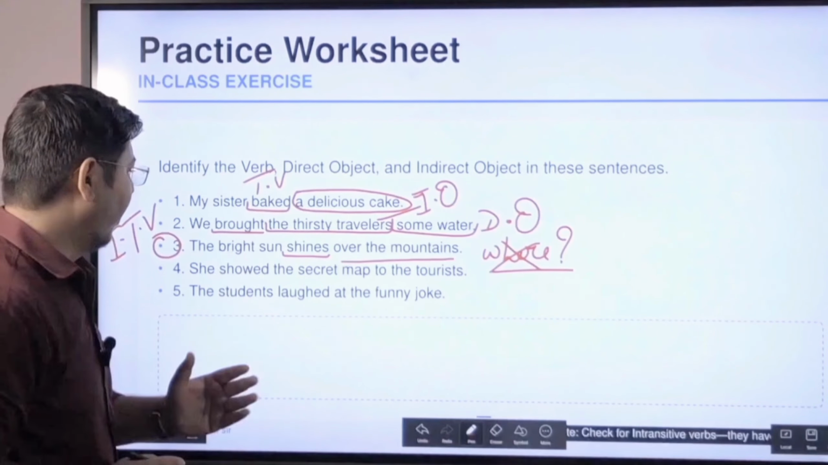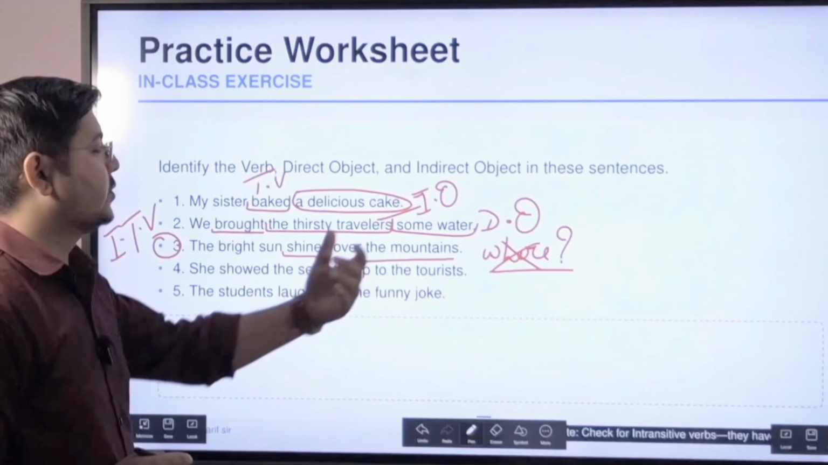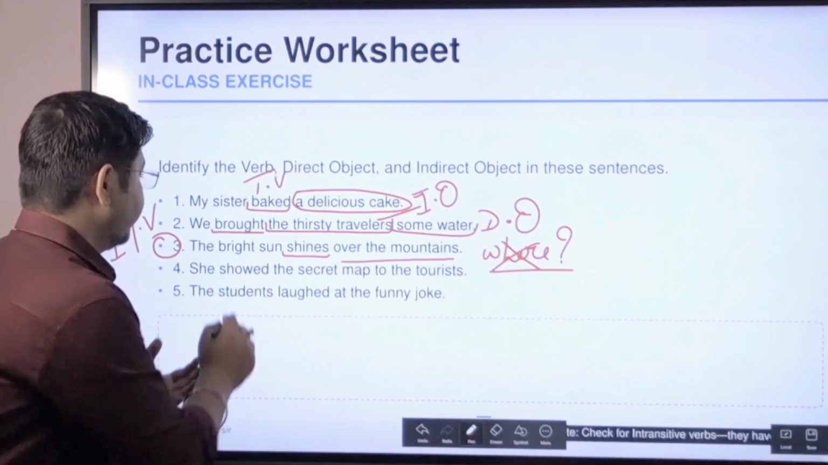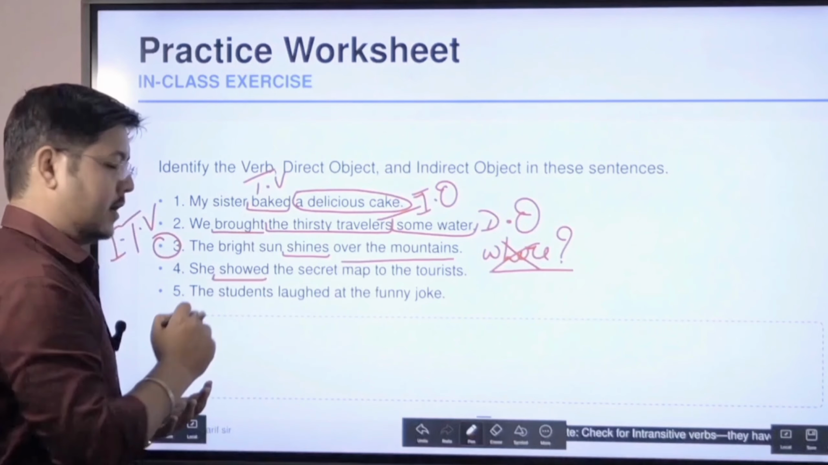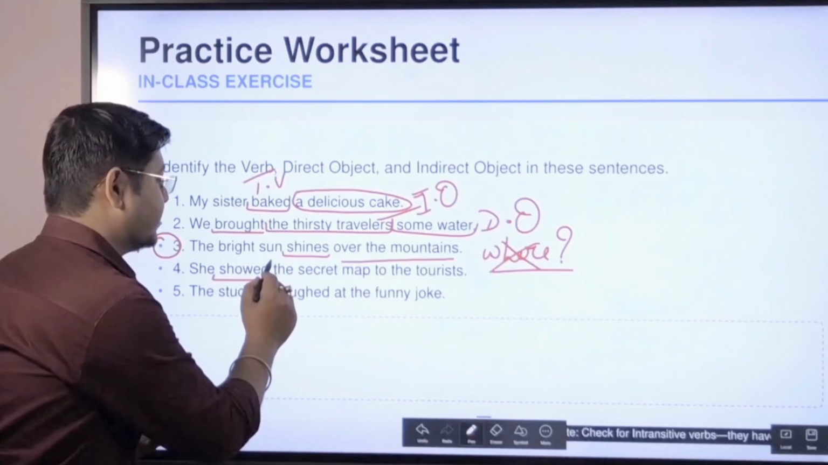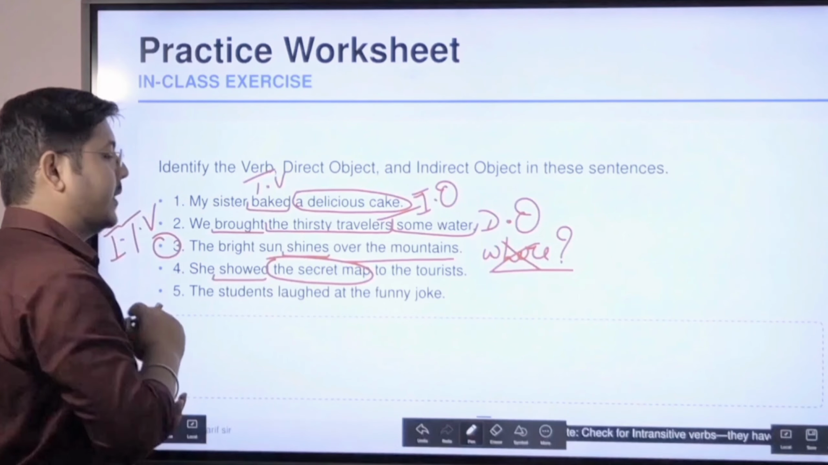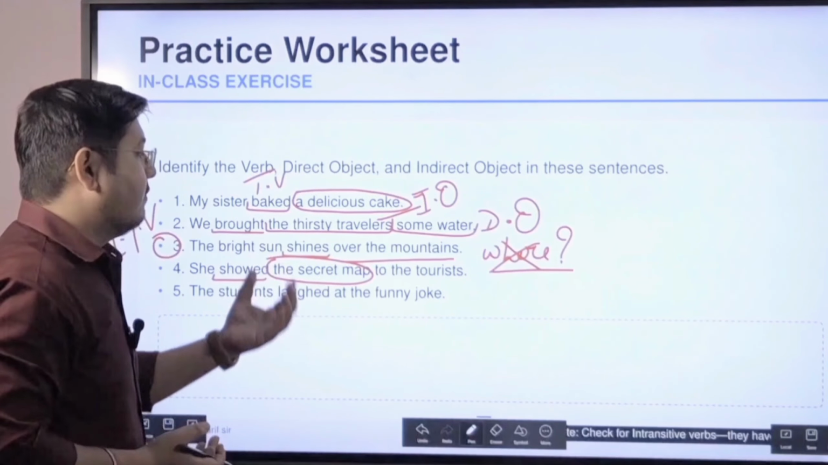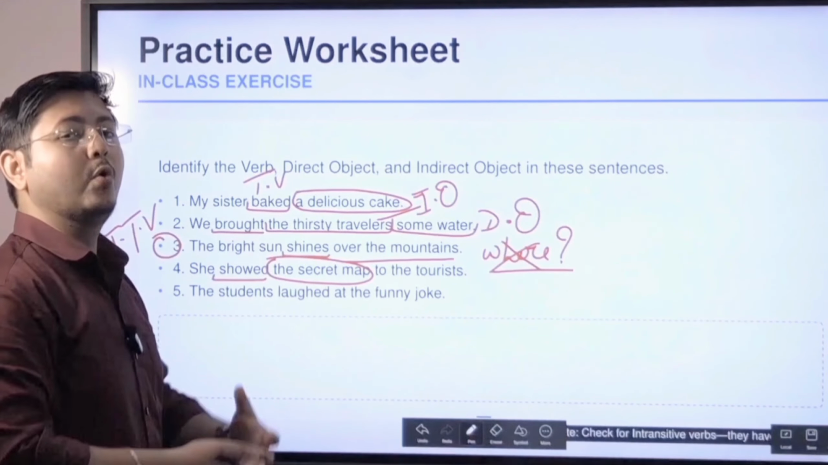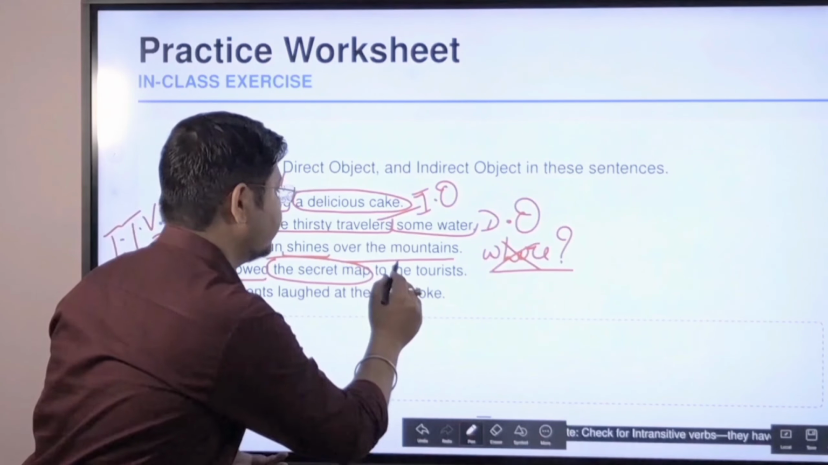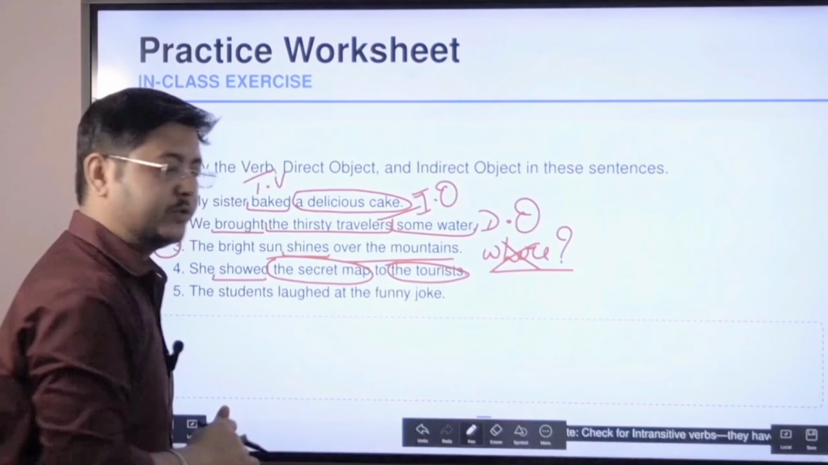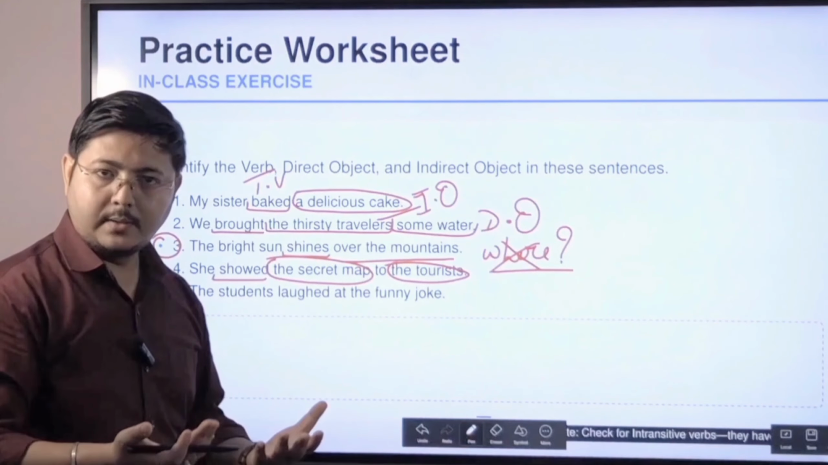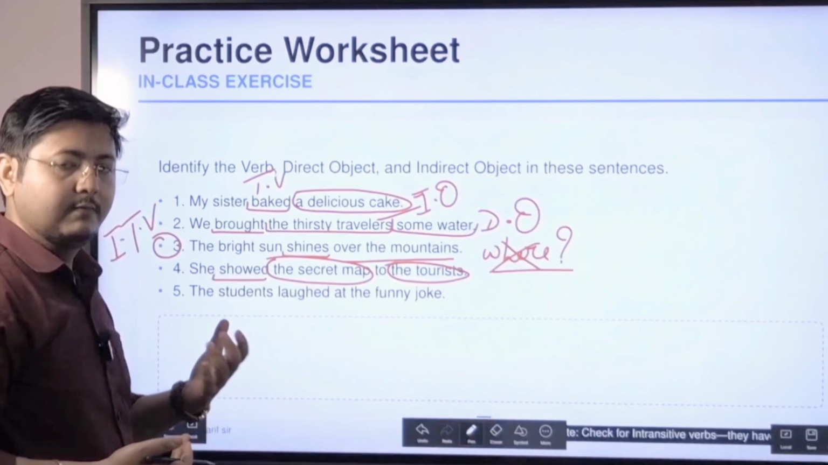Sentence number 4. She showed the secret map to the tourists. She showed. Showed is the verb. Showed what? The secret map. The item getting directly affected by the action. It is a direct object. And for whom was the action done? Who benefited from the action? The tourists, the indirect object. Because it has objects, the verb is a transitive verb.